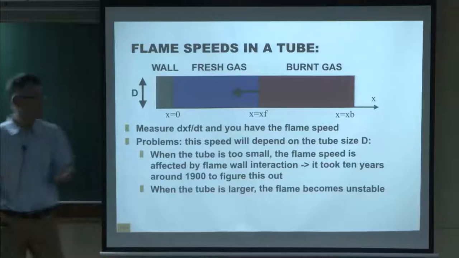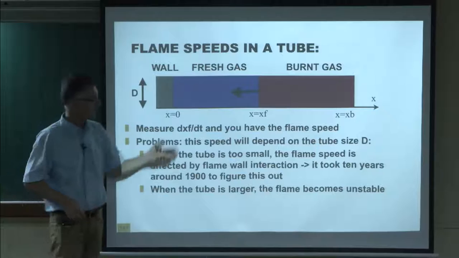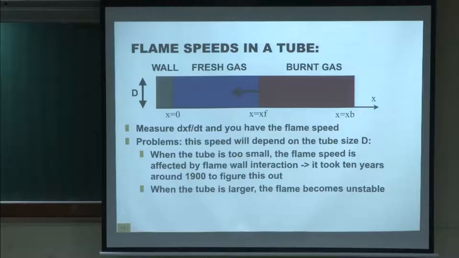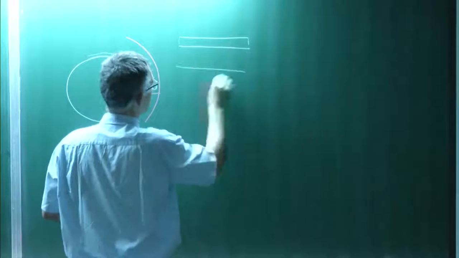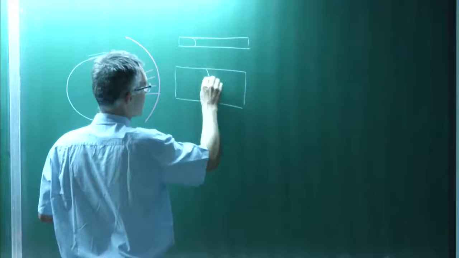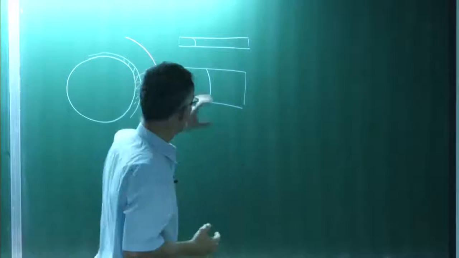When people started doing that, probably around 1900-something, they reported flame velocities, and no one found the same velocity. And it took them about 10 years to see that the flame propagating in a small tube like this one was not going at the same speed as the flame propagating in a big tube. This one was going more slowly than that one. So they realized that the size of the tube was important, and then they said, let's make a big tube.